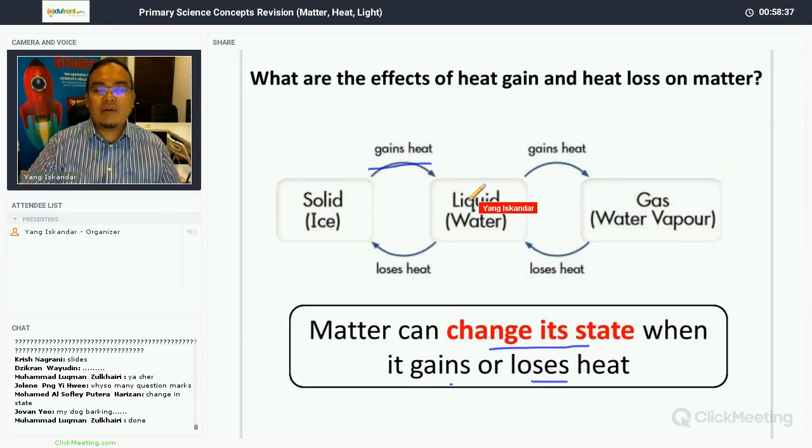Likewise, when a liquid loses heat sufficiently, let's say you put a cup of water in the freezer, after some time it loses a lot of heat until it freezes and turns into solid ice. Okay, so another effect of heat gain or heat loss is that matter can change its state.